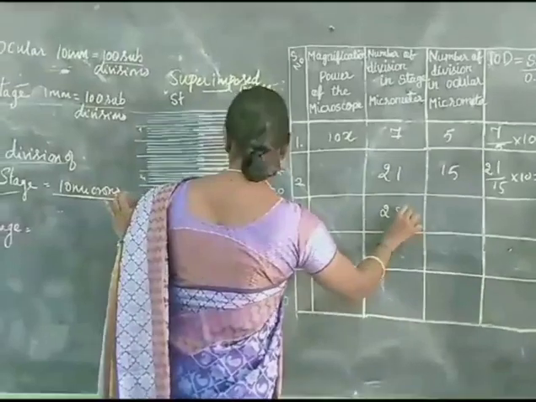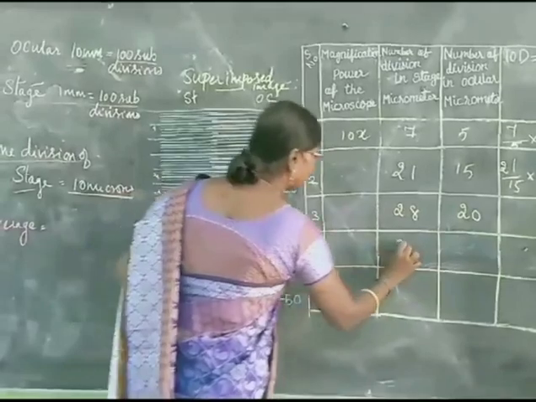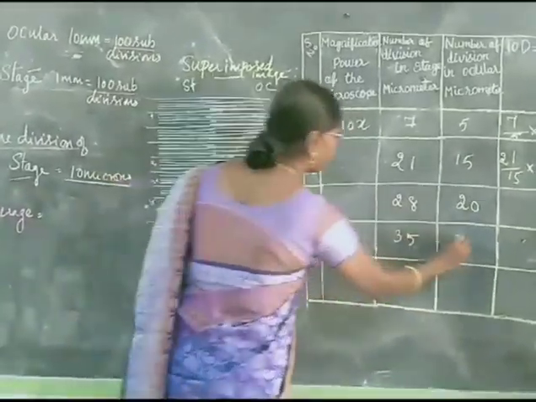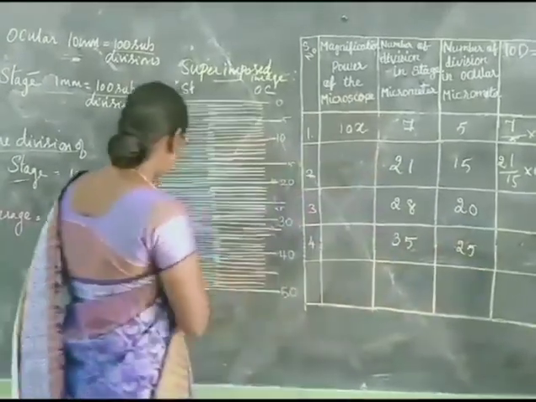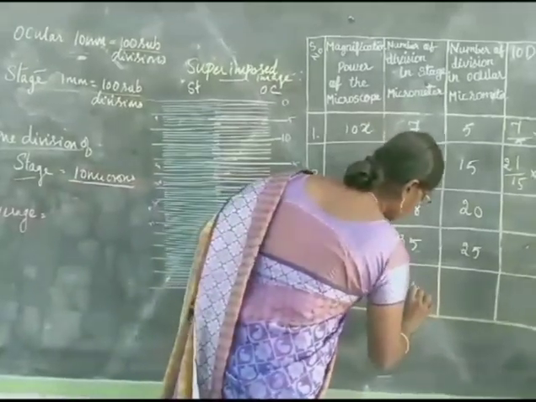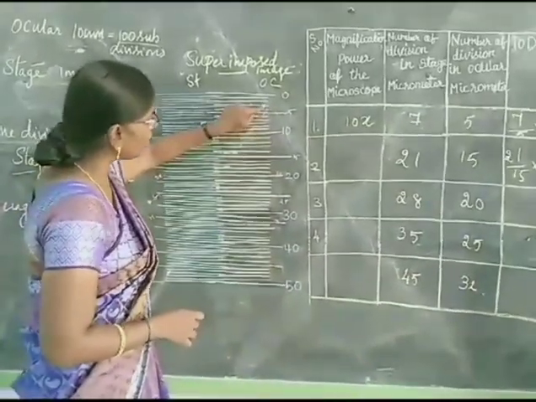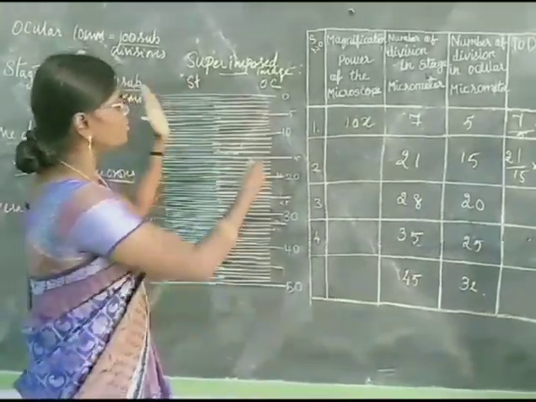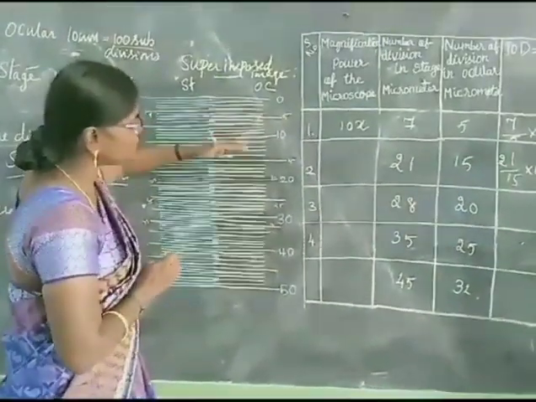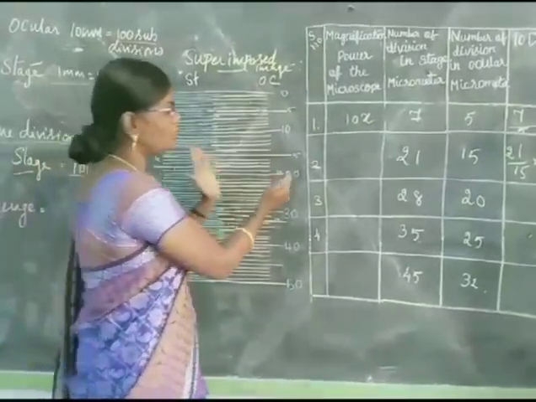So I am adding 28, superimposing with the 20th ocular division. Again 35 in stage and 25 of the ocular, indicated in the white line. 45 of stage is coinciding with the 32nd of the ocular. So you can see here clearly the stage and ocular superimposing, merging at a single point. So wherever it is merging, you need to calculate all the points in stage individually and all the points in ocular individually.